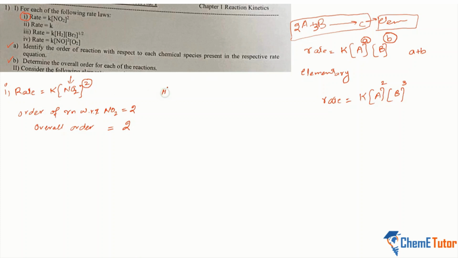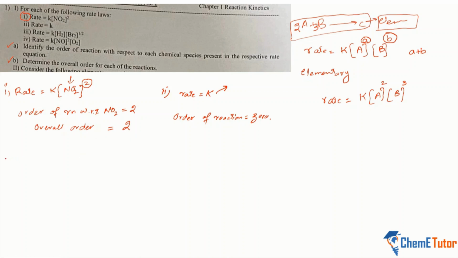For the second part, rate is equal to k. In this part there is no species present. So the order of reaction will be 0, because there is nothing here, neither A, B, C, nothing. Only k is present, that's why its order of the reaction is 0.